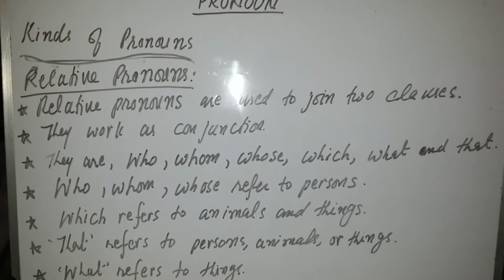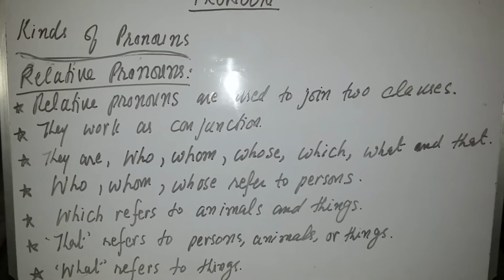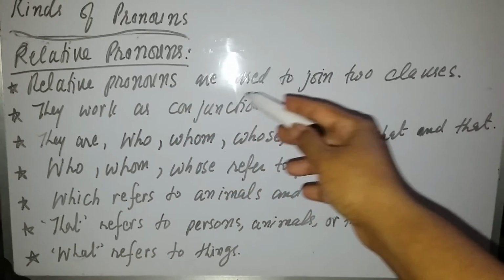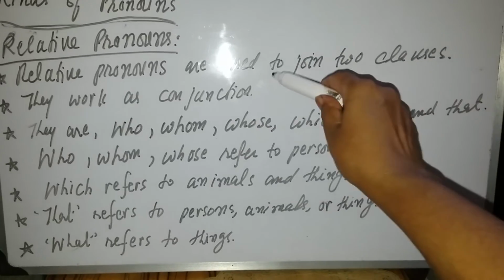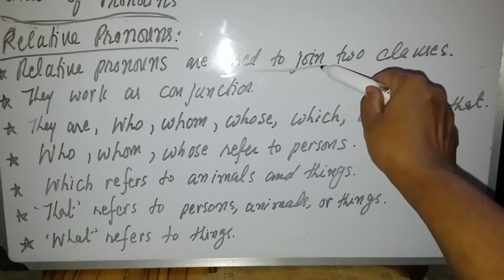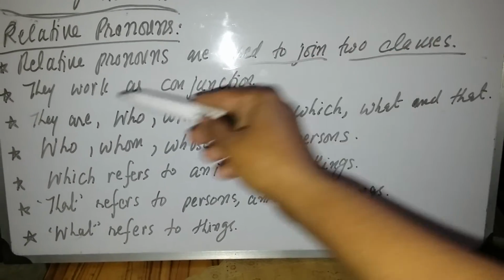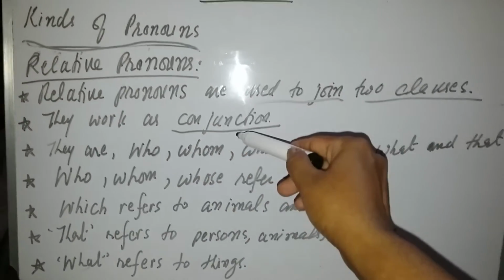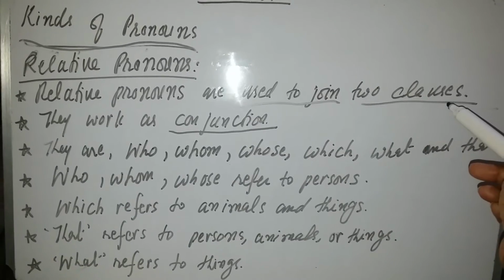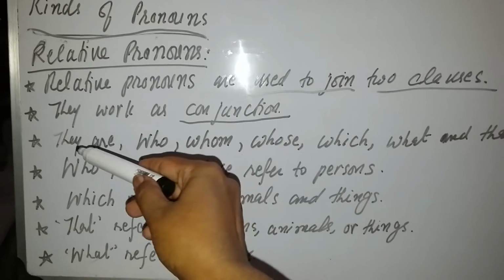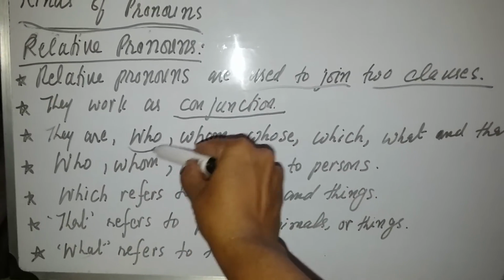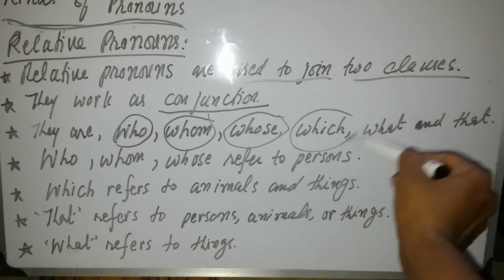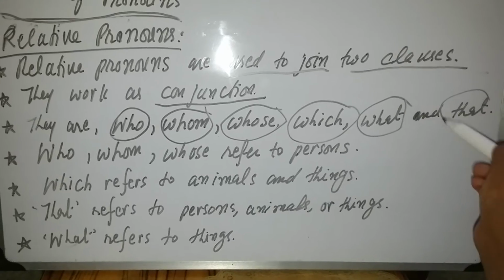Now there is the turn of the next kind of pronoun, that is relative pronoun. What are these relative pronouns? Relative pronouns are used to join two clauses. They work as conjunctions, and they are used to join two clauses. They are who, whom, whose, which, what and that.